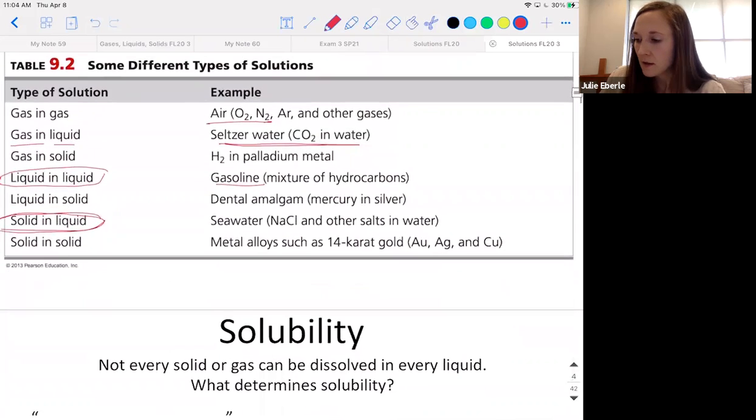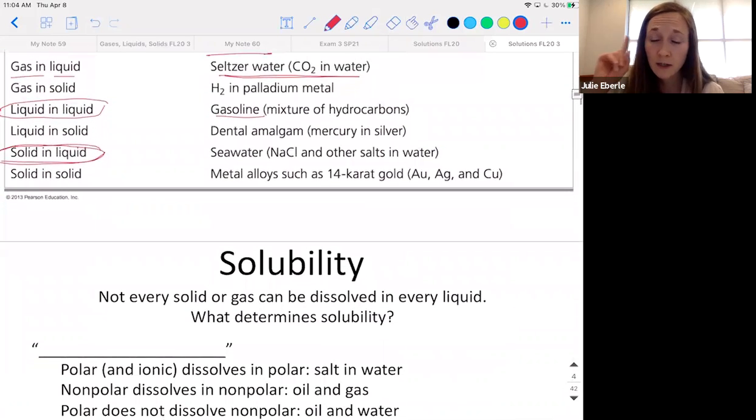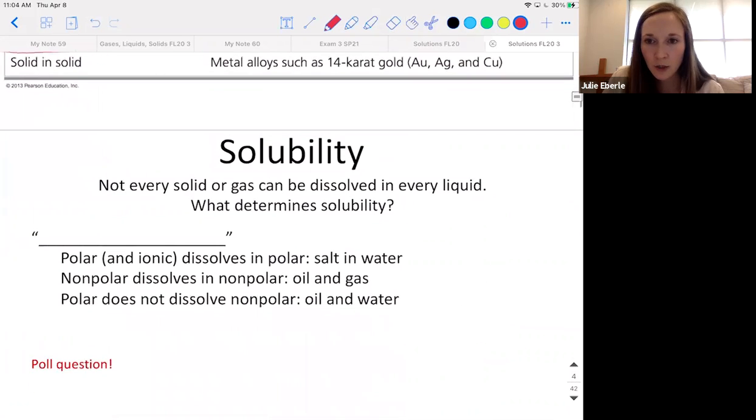All right. So now that we've defined what a solution is, that's the first big thing we did today. Now we're going to talk about how do we know when something will dissolve. Just because you mix things together doesn't mean that you're going to get a solution. Not every single solid or every single gas or liquid could be dissolved in every liquid. So there's rules and there's guidelines. Remember the solubility rules and guidelines. There's times when things are soluble and there's times when things are not. Same idea here. What determines solubility? Fortunately, we're not bringing solubility rules back. It's not going to be part of chapter 9.